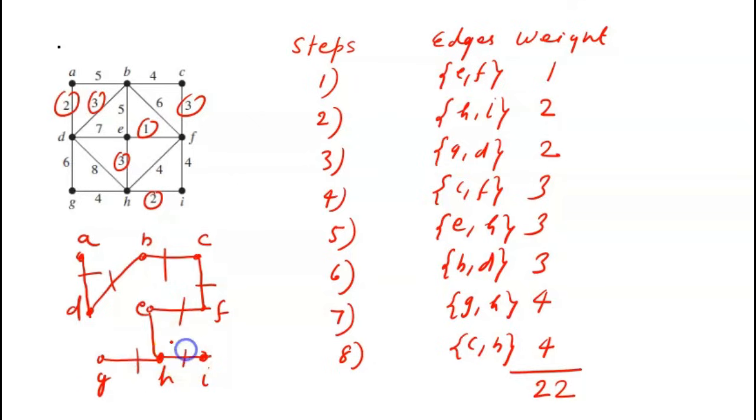So I hope both the processes of finding the minimum spanning tree using Kruskal's and Prim's algorithm are clear to you. These are very important topics, so you should solve some more problems.